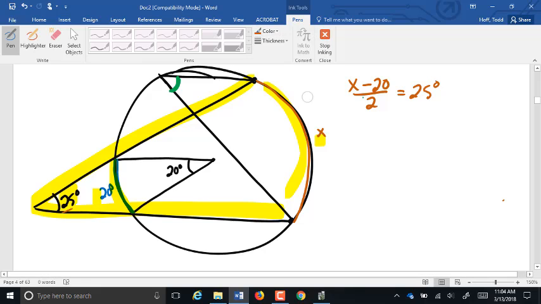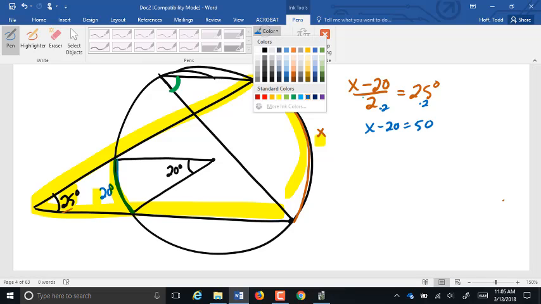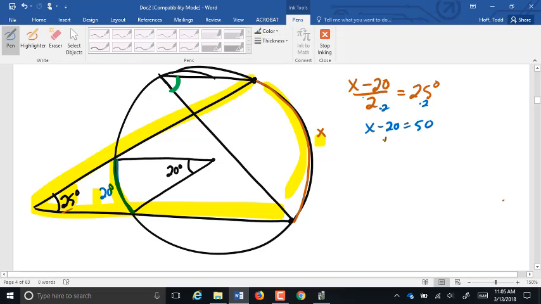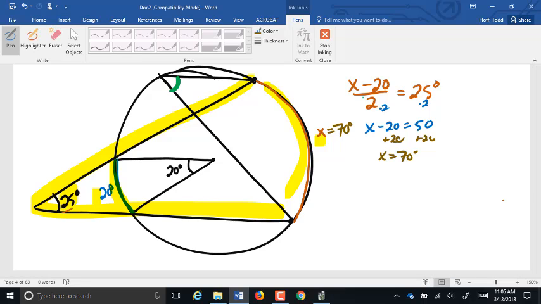So you multiply by 2, x minus 20 equals 50. That's after times 2. Then you add the 20. So yes, x equals 70 degrees. So this is a 70-degree arc here, which makes this green one what? 35. It's inscribed, so it's half of whatever the arc is that it intercepts.